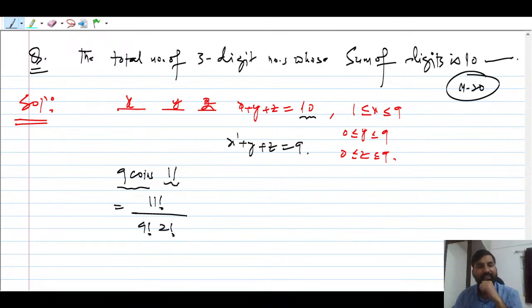But one very important point you have to keep in mind here is, see, once you have given one coin to x, right? One coin to x you have given. So how many coins are there? 9 coins. But while giving to y and z, see, y can take 0 to 9, z can take 0 to 9, right?